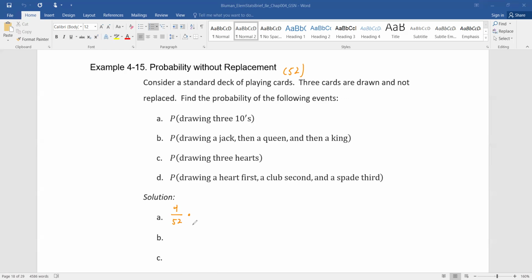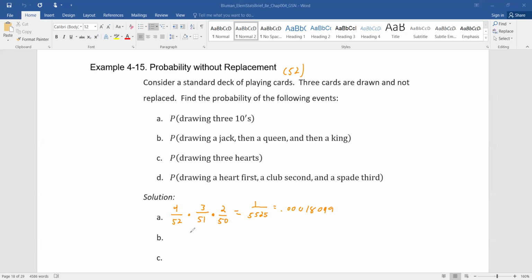Times, knowing I drew a 10 the first time, I now only have 3 10s to choose from and 51 total cards. For the third one, knowing that the first and second both were 10s, this third option would now only have 2 10s to choose from out of 50. So this would be my outcome, which comes out to be about 1 over 5,525, which is about 0.0001809. Oh, nine actually.